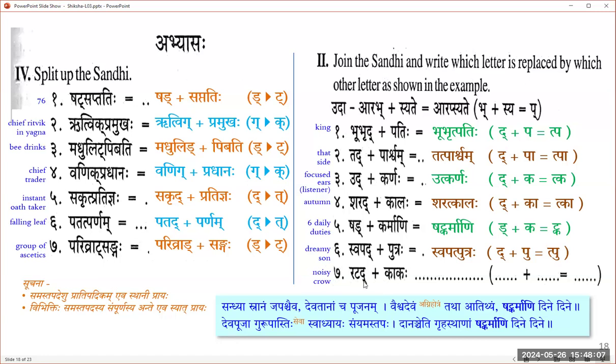One more. Ratat kakaha. Takara. Ratat kakaha. Ratana means to read again and again. That is called ratana, right? So actually the word comes from making sound, noise type of thing. So ratat kakaha means the crow that is making noise, noisy crow. Ratat krakaha. Okay, all these are samasta padas largely, if you see.